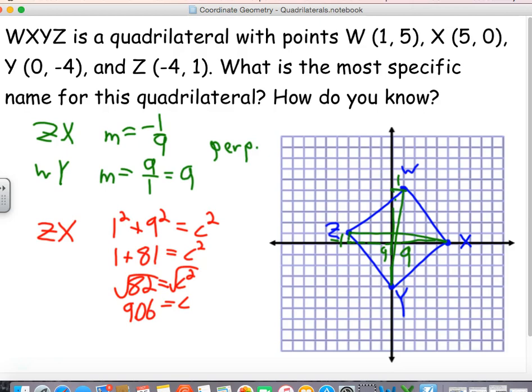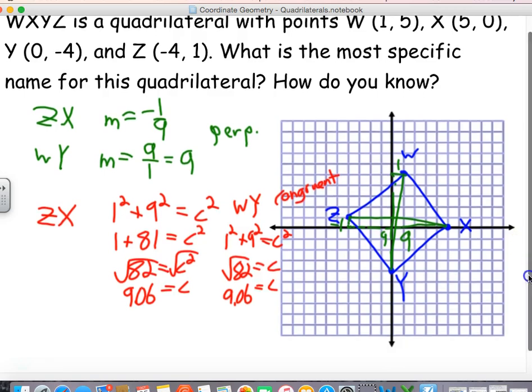Then we need to do the same thing for WY to ensure that it's the same length. WY is also 9 and 1. So we'd also do 1 squared plus 9 squared equals C squared. Obviously, those are the same exact numbers we used before, so that's still going to give us the square root of 82, which is 9.06. So we see that they're perpendicular and they're also congruent. Because our diagonals are perpendicular and congruent, we can conclude that this is a square.